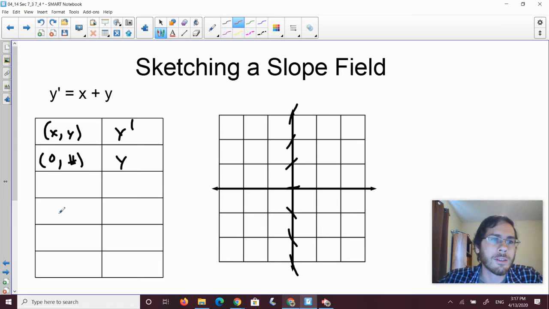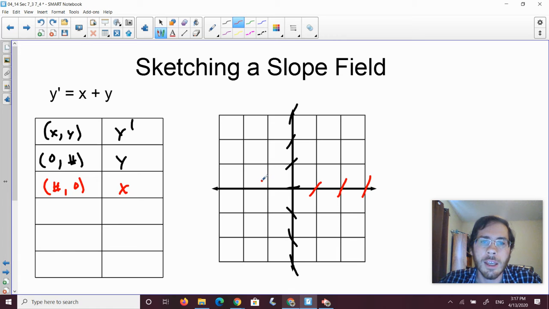Next, we're going to check out the other axis. And it turns out, again, if we pick any number, but the y coordinate is 0, our slope is going to be x. So here x is 1. Here x is 2. Here x is 3. Here x is negative 1, so that's a negative 1 slope. Negative 2, negative 3. So those are some pretty special points, so we want to look at that.